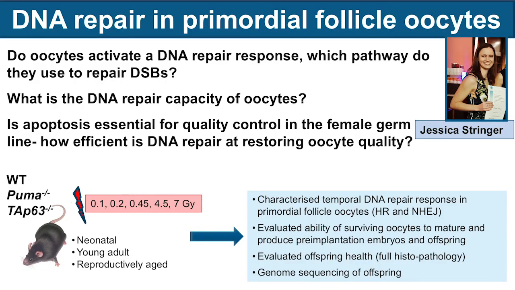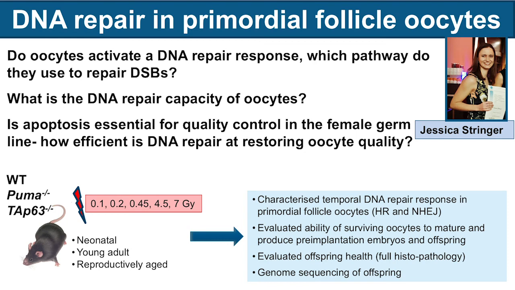And so Jessica Stringer, a postdoc in my laboratory, has spent the last nearly 3 years now investigating DNA repair in primordial follicle oocytes. And she's really been focused on these 3 questions. Do oocytes activate a DNA repair response? And if so, which pathway do they use to repair their double-strand breaks? And what's the capacity for DNA repair in these oocytes? And by that I mean how much DNA damage can they sustain and repair in order to protect offspring health?